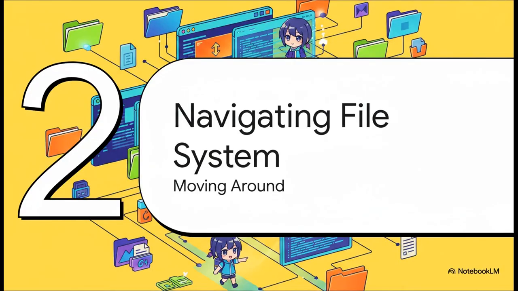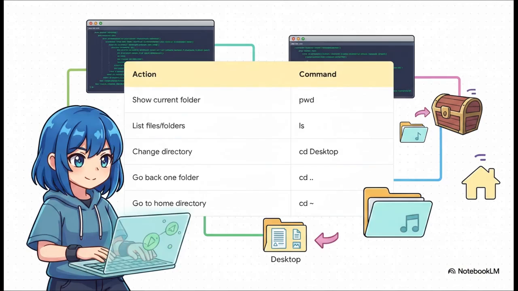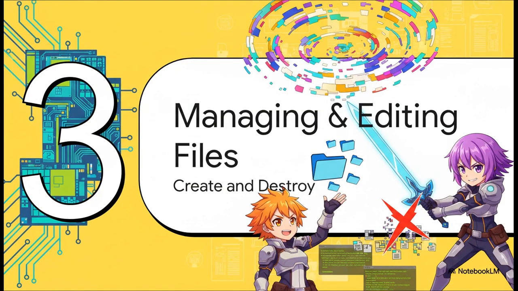Moving on to section 2, navigating the file system. All right, let's master basic navigation without the anxiety of breaking anything. To find out exactly where you are, just type pwd, print working directory. To see all the files and folders in that spot, type ls. Want to jump into a folder, like your desktop? Use cd for change directory, space, desktop. To back up one folder, it's cd space .. And to instantly teleport back to your home directory from anywhere, just type cd tilde. Boom, you're home.